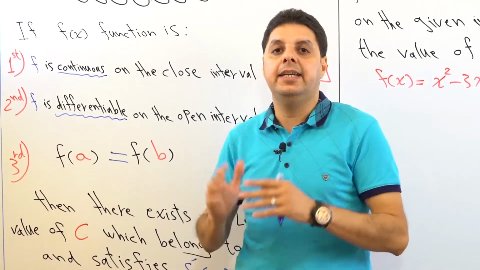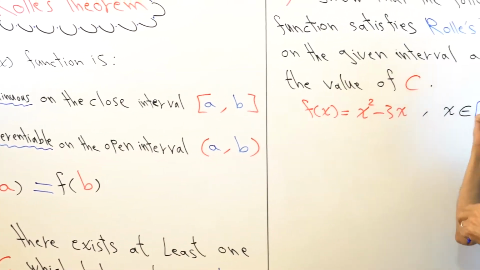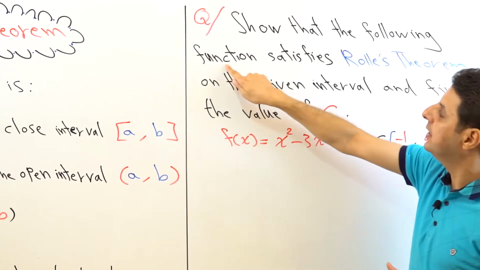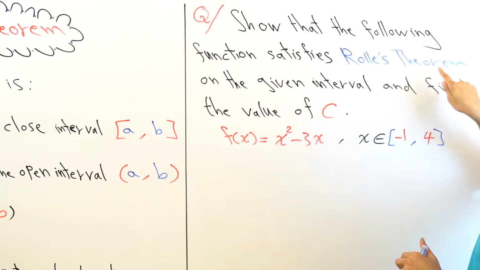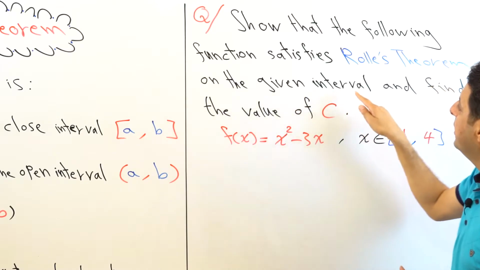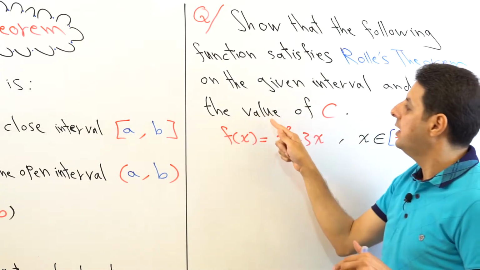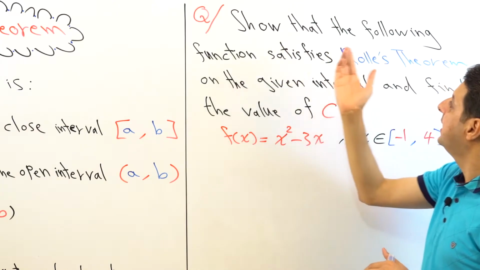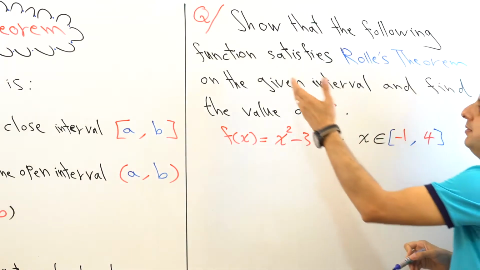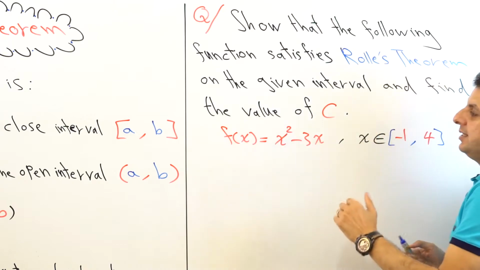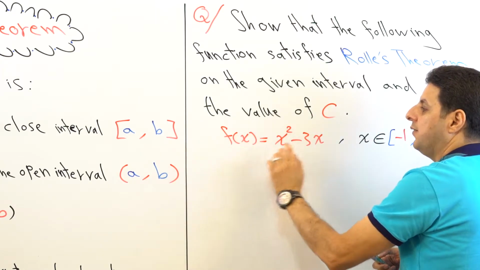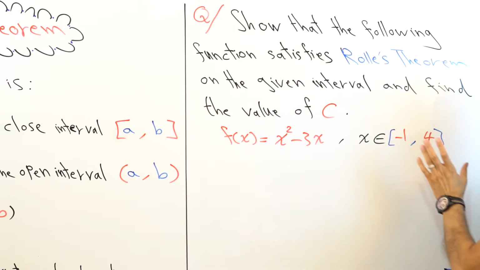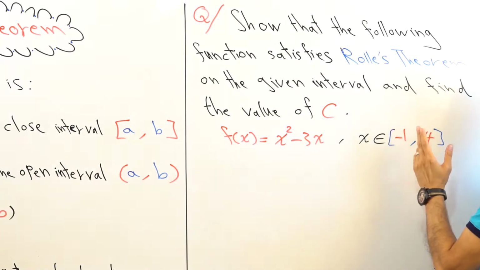So let's take an example. The example question: show that the following function satisfies Rolle's theorem on the given interval and find the value of c. The function f of x equals x square minus 3x on the closed interval from -1 to 4.